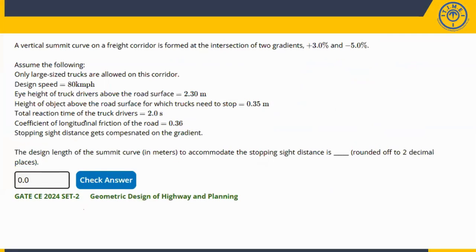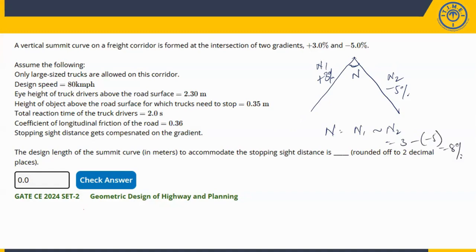Let's solve this question first. What is given? A vertical summit curve on a freight corridor is formed at the intersection of two gradients. Two gradients: this is plus 3% and minus 5%. So N1, N2, this is N. How do you get N? N1 minus N2, that is 3 minus of minus 5, which is 8%.